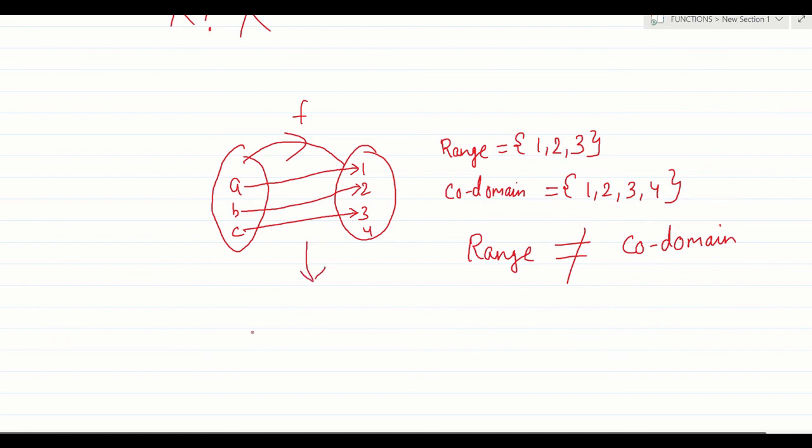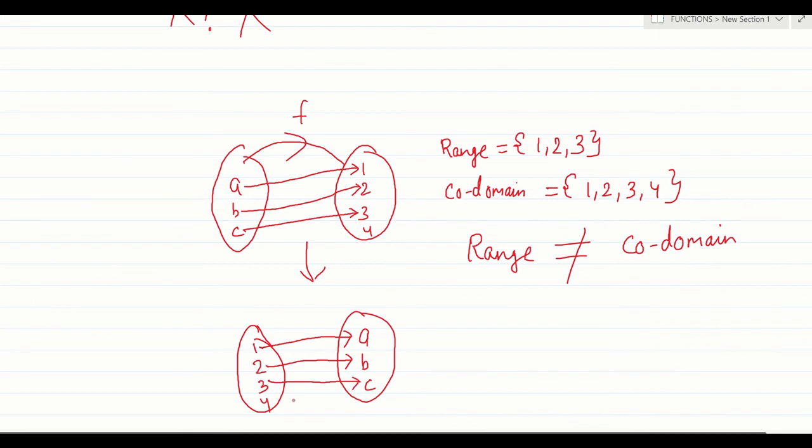Let's try. Suppose it has an inverse. So we interchange domain and range. So here we write 1, 2, 3, 4. Here we write A, B, C. So 1 is related to A, 2 is related to B, 3 is related to C, but 4 is not related to any element. So is this relation a function? No. Since it is not a function, its inverse is not possible.